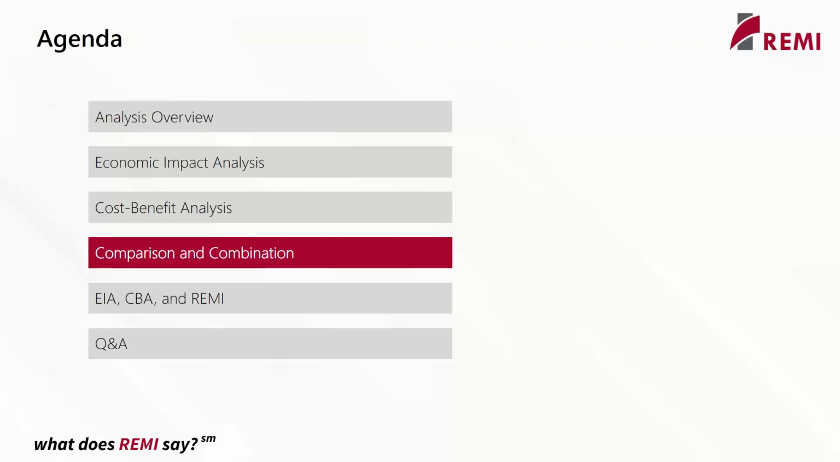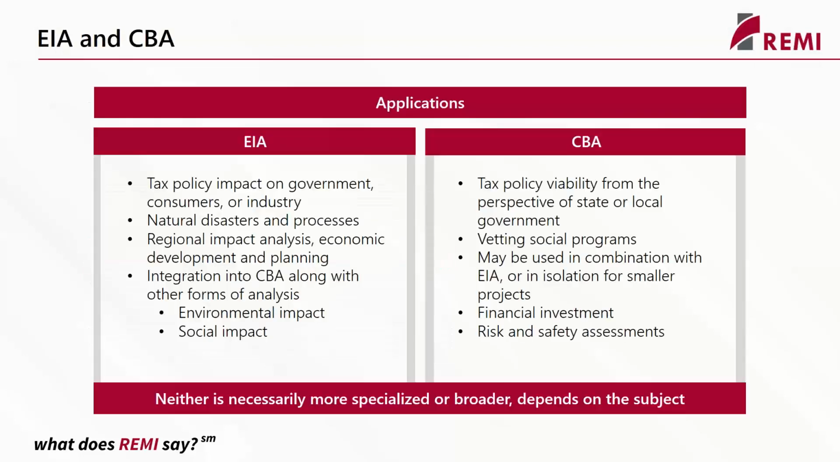So that is economic impact analysis and cost benefit analysis. We'll go into some comparison and, like I mentioned, combination. And afterwards, we'll go right into the model and show an example. So, weighing the applications of economic impact analysis and cost benefit analysis, oftentimes you can use both on a project. It more has to do with the perspective that the organization, the individual, the entity is bringing forward.